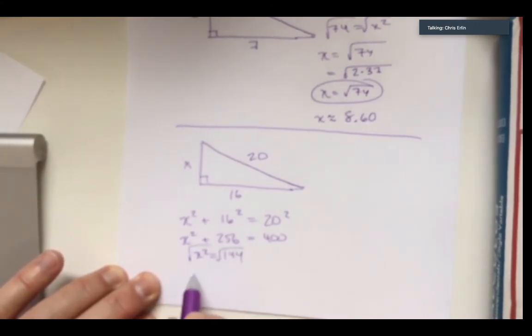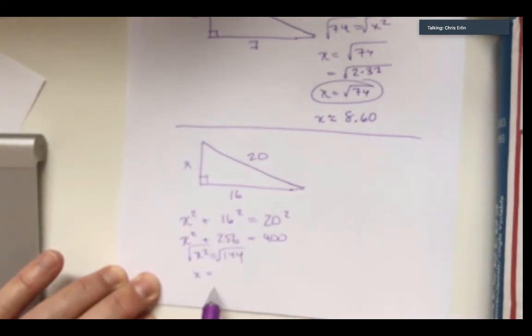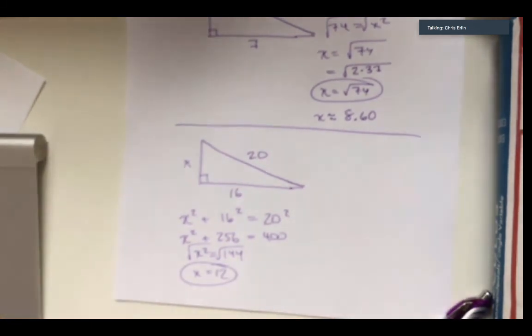Take the square root, and again, because I'm taking the square root of a number, I should get a positive or negative, but because I'm talking about the length of a side, I can just leave it as the positive. x is equal to 12. Okay, that's a simple application of using the Pythagorean theorem to find a missing side.